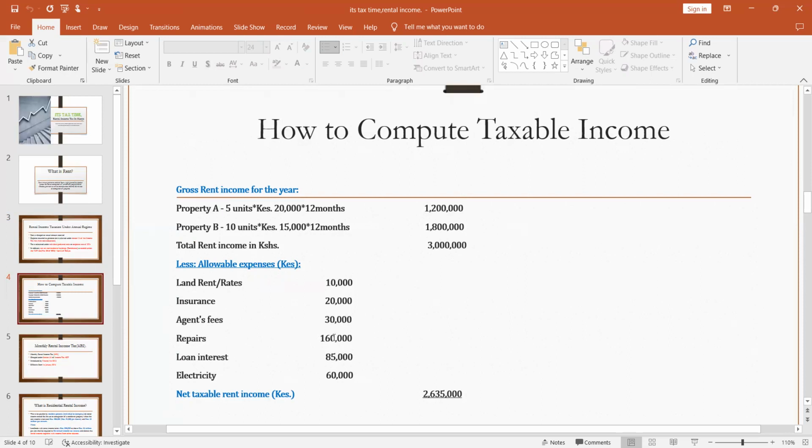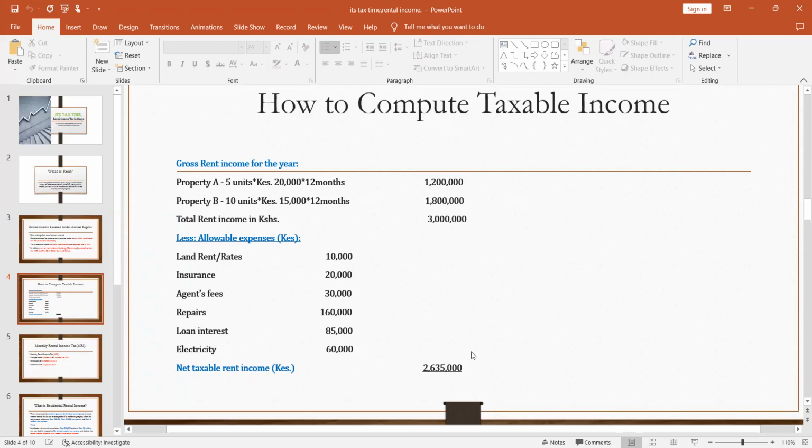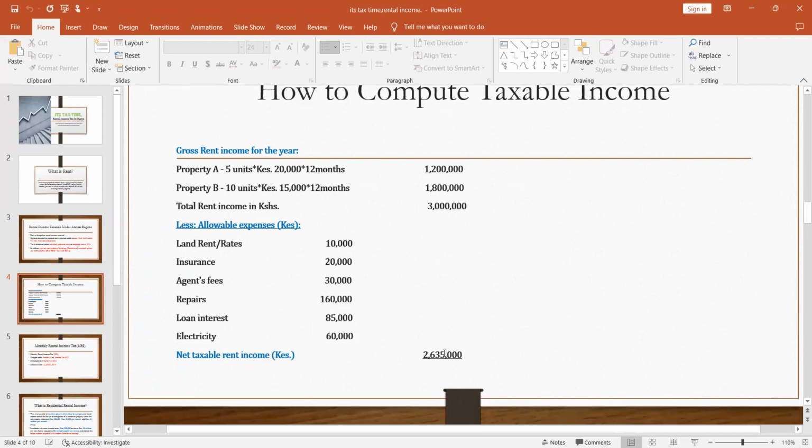If you have repairs that you've done within that financial year, you'll be able to subtract them from the 3 million. If you have loan interest, you'll also be allowed to subtract it. If you took a loan towards the improvement of this building, you will be allowed to deduct it. Then if you also have electricity charges, whether for repairs and maintenance, whatever it is, you'll be allowed to deduct it. Then the net taxable rental income will be this, and this is what will be charged at 30%. So that is under the annual regime.